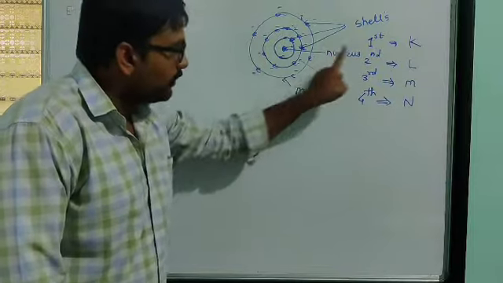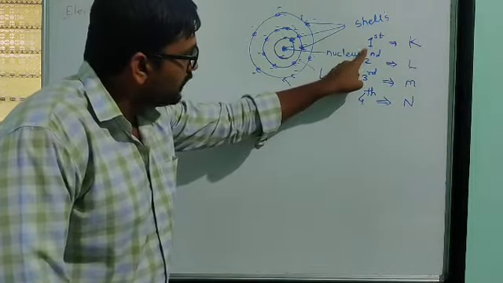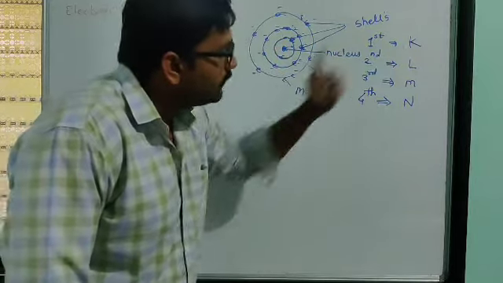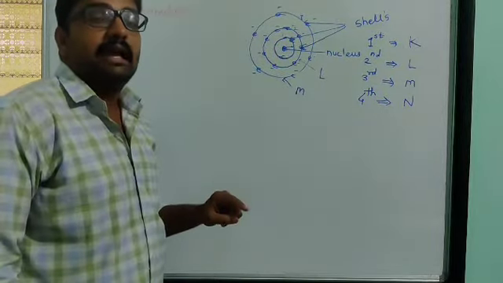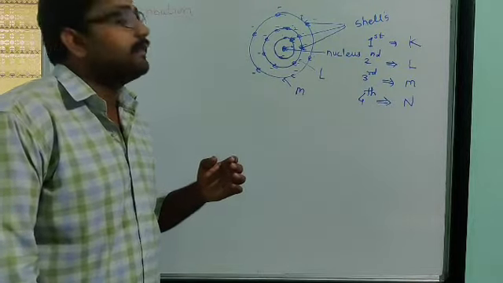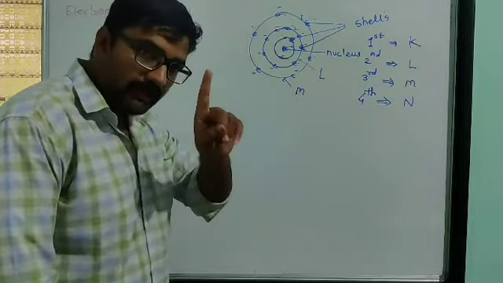But you have to remember, we start giving names from the nucleus. The name of the first shell is the K shell. According to that, we have to give names to the different shells. That is the one part.